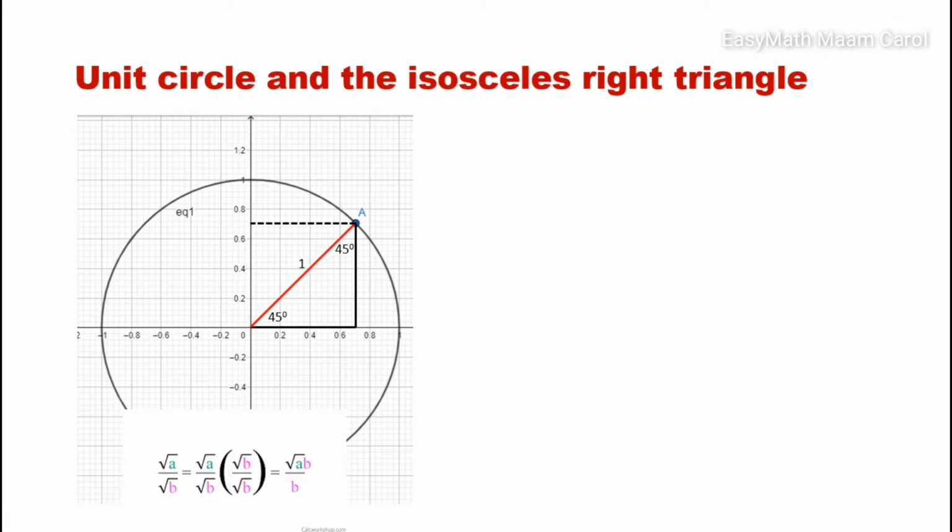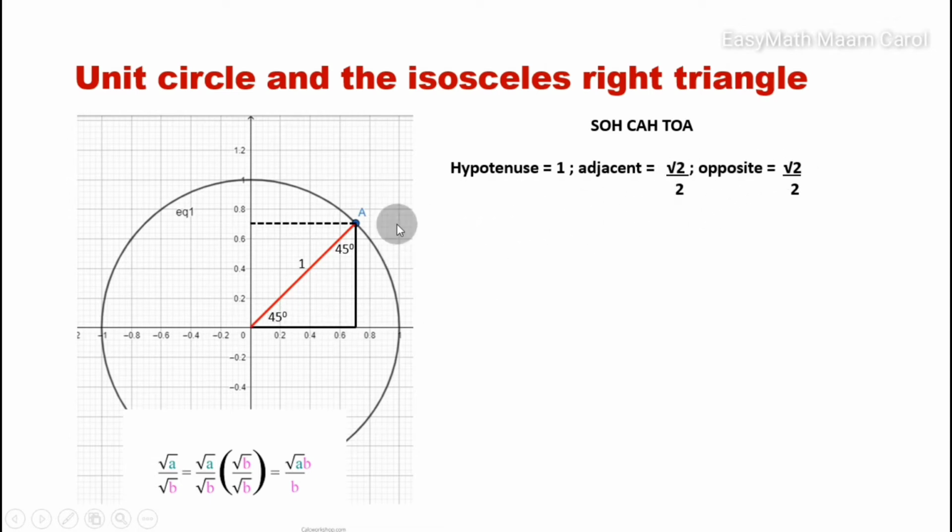So, let us now solve for the 6 trigonometric functions of angle 45 degrees. Remember our mnemonic, so katawa. We are going to use that to compute for the 6 trigonometric values. Listed here are the values that we have computed from the previous slide. So, sabi natin, the hypotenuse is equal to 1. The adjacent side is equal to the square root of 2 over 2. At yung opposite side is equal to the square root of 2 over 2.